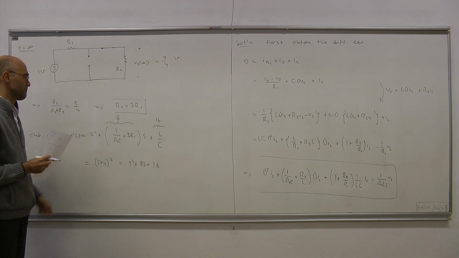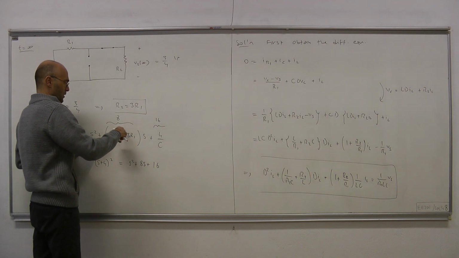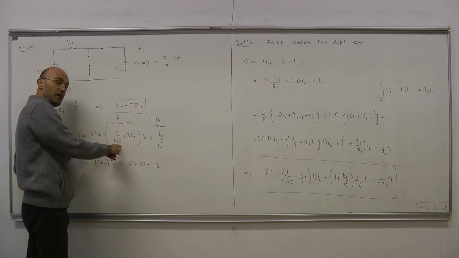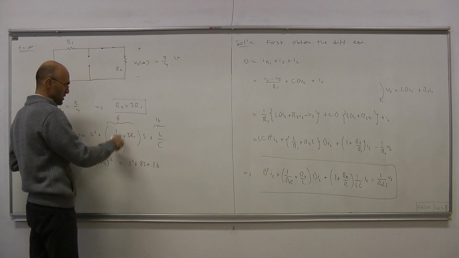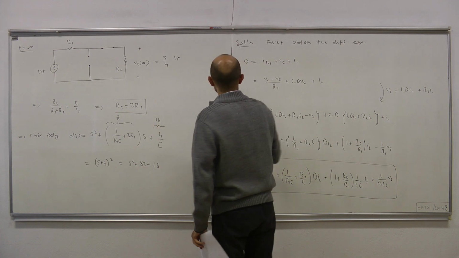So we obtained C. And at that point we will have known C, and then this equals 8 will tell us what R1 should be. And once we know R1, we immediately know what R2 is.